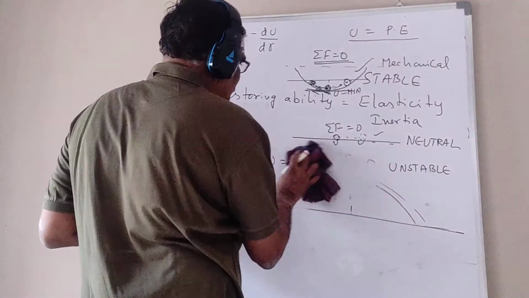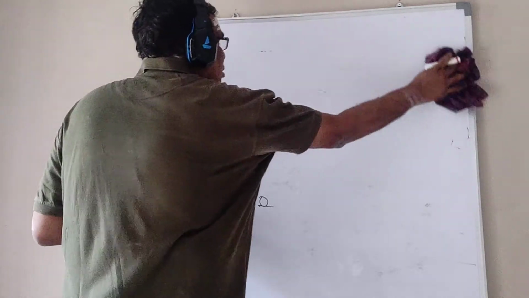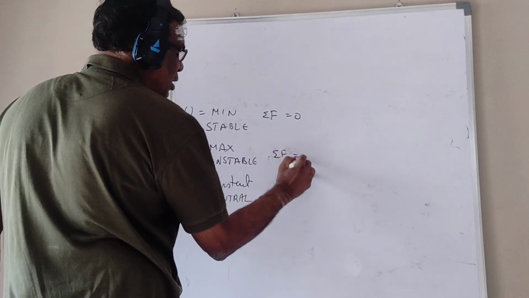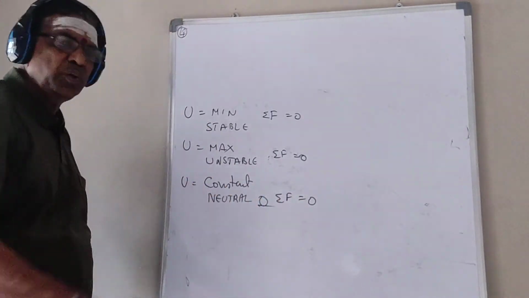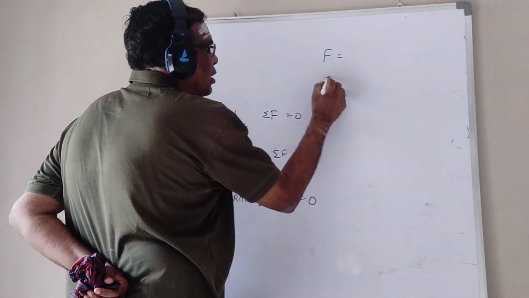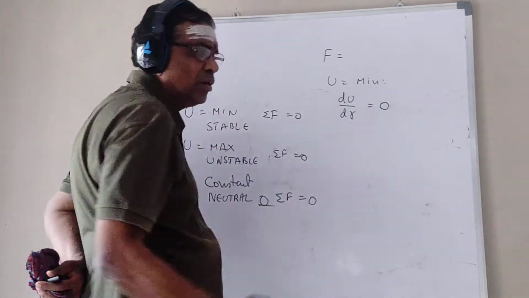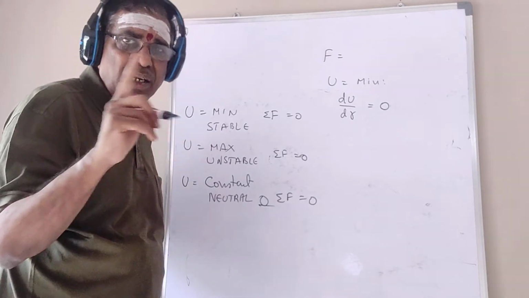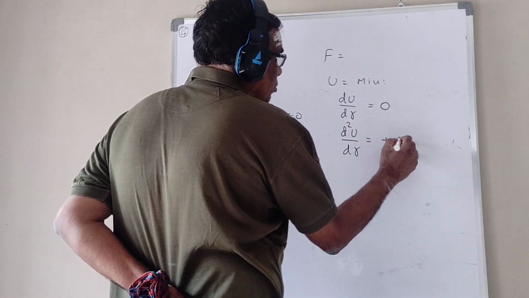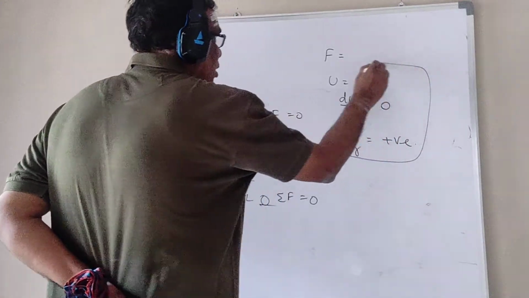Now, U maximum, U minimum, but in all the cases, what is common? U minimum, F is 0. U maximum, F is 0. So just because F is 0, you cannot say. Right? What is the relation between F and U? For U minimum, the first derivative must be 0. For a local minimum and local maximum, the first derivative must be 0. The second derivative must be positive for minimum. And this is for stable equilibrium.